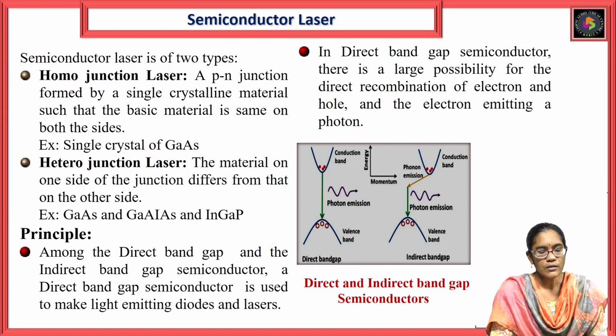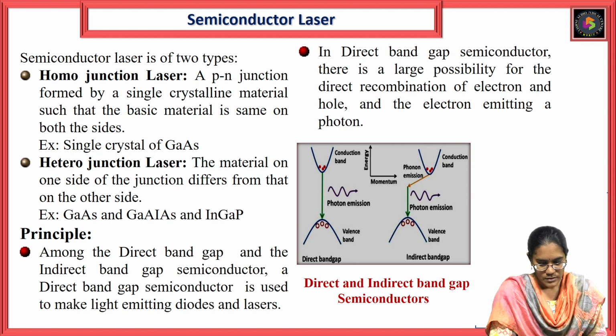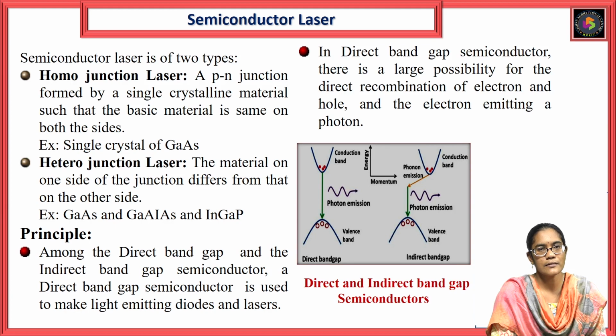The semiconductor used should satisfy these two conditions: it should be a direct bandgap semiconductor and it should be a degenerate semiconductor. It means a heavily doped PN junction diode semiconductor is used. The main principle for this homojunction diode laser is the recombination of electron hole pairs.